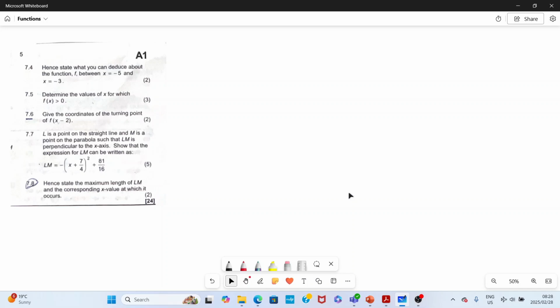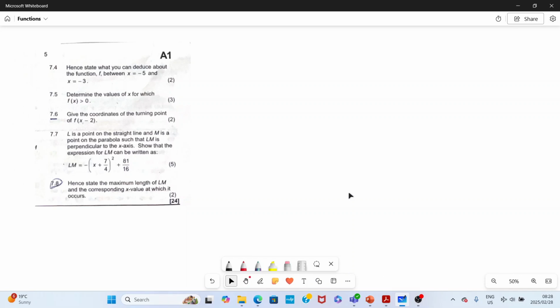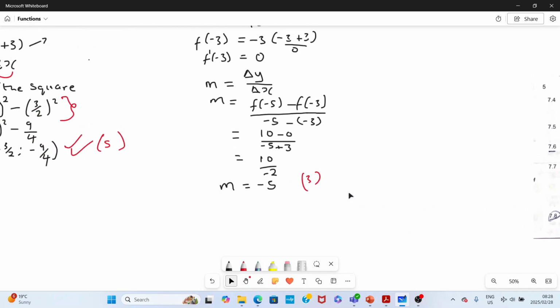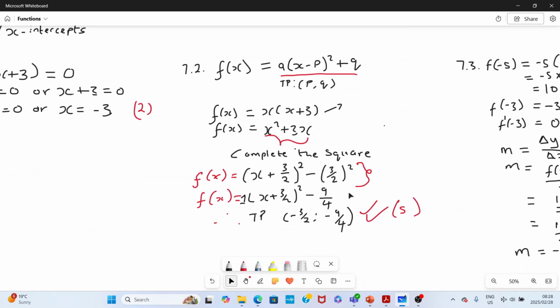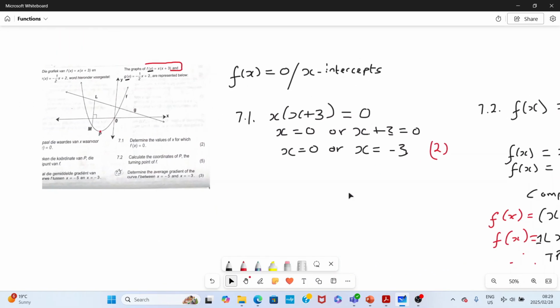Today we are going to continue with functions, and we are going to do part two of the previous question that we did on functions, but we only did part one because we had divided it into two parts. If you recall, this was the question. These were the first questions that we did, and these were the functions that we were looking at. It was a straight line and a parabola. So today we are just going to continue from question 7.4 and finish up all the other questions.